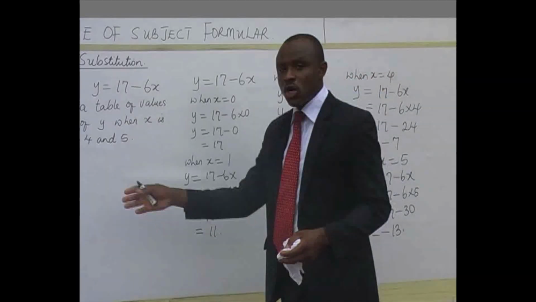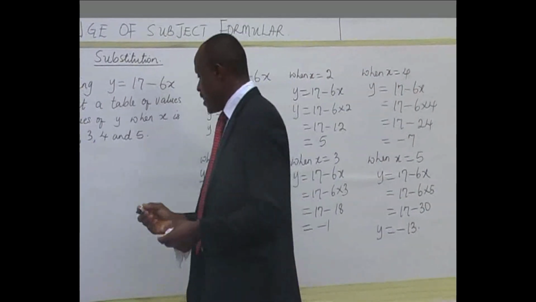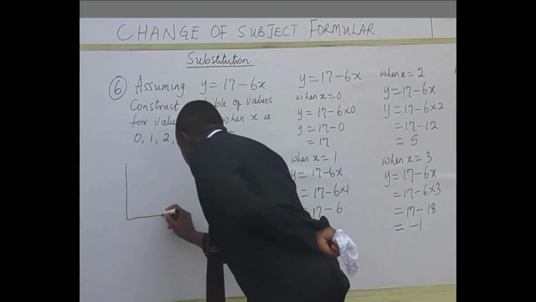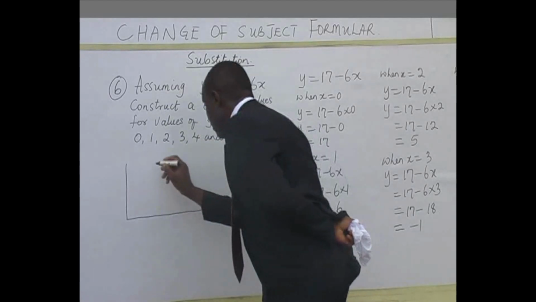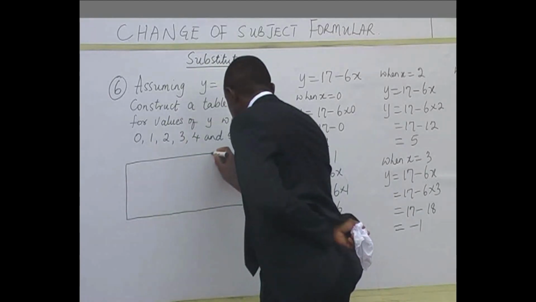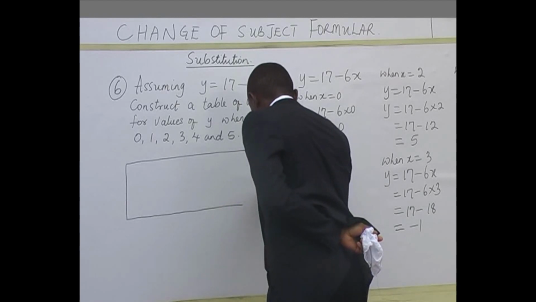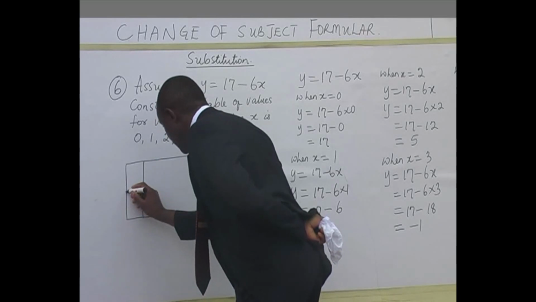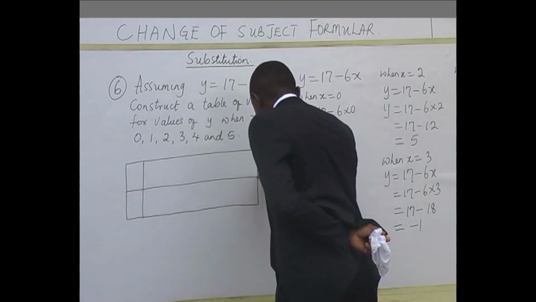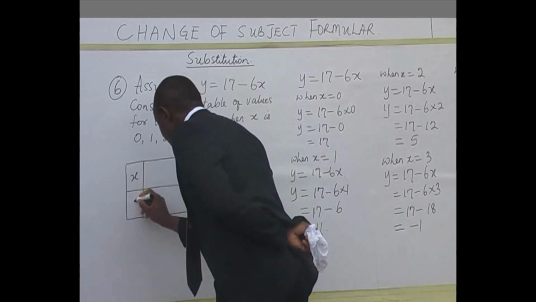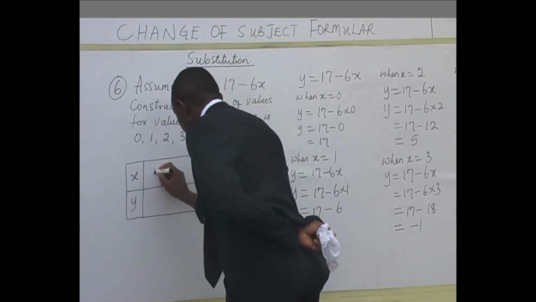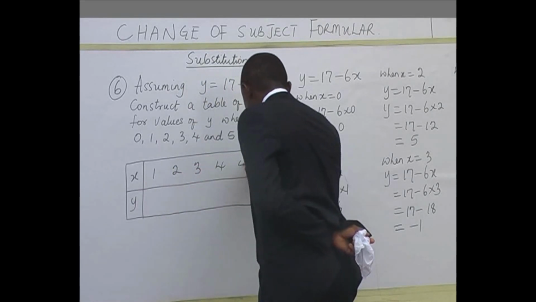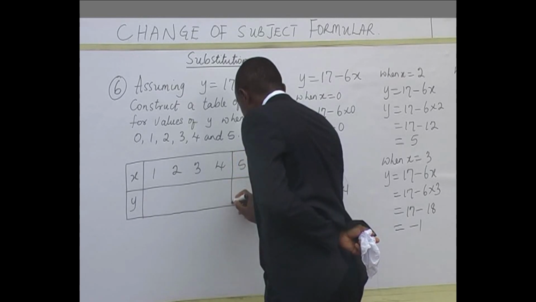Now, you come to the table of value. You draw the table of value. You have values of x and values of y. Divide the table into 2. These are the values of x and the corresponding values of y. You have 1, 2, 3, 4, and then 5. Mark them.